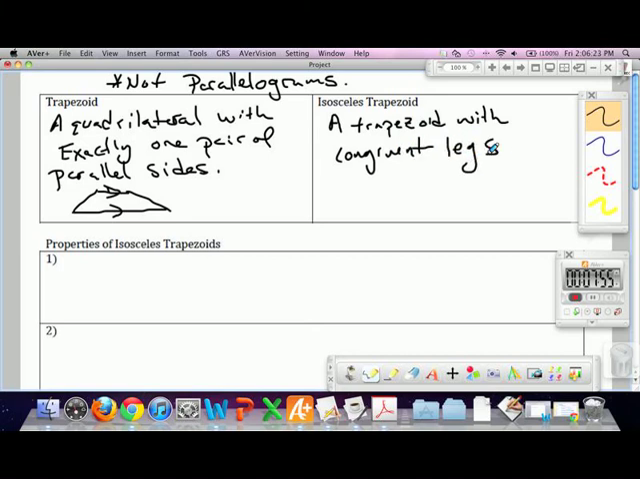legs. Probably should talk about parts of a trapezoid. The two sides that are parallel, the parallel pair, are called the base, or the bases of a trapezoid. So for any trapezoid, the pair of sides that are parallel are called the bases. And then the other two sides are called the legs. If these two sides that are not parallel are the same length, then we have what's called an isosceles trapezoid.